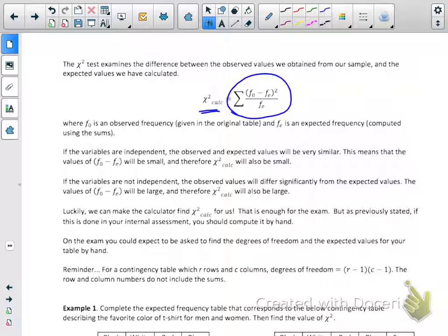So we'll go through and we'll do a couple of those to see how that looks here. If the variables are independent, your observed and expected values are going to be very similar, which means that the difference of these two is going to be very small, which means that your overall chi-squared calculated is going to be small. If they are not independent, then they're going to differ significantly. This value will be large, and then your chi-squared calculated value will also be large. Like I said, the calculator is going to compute that for us. We're just going to talk about it so you can see where it comes from, and we'll sum up at the end what you actually have to be able to do for the exam.